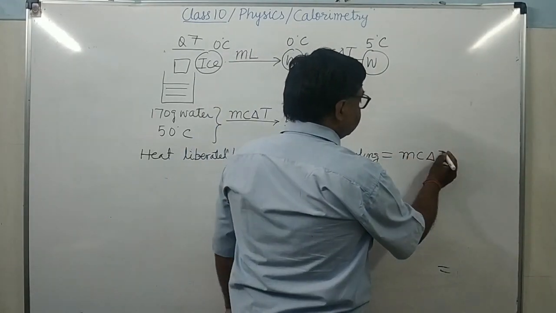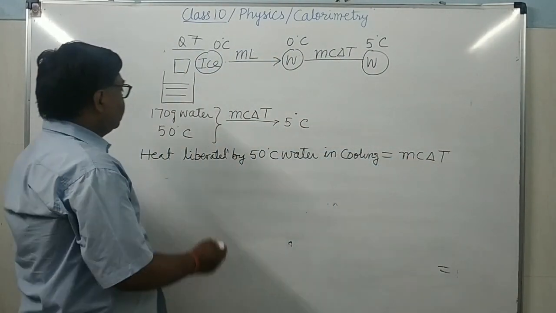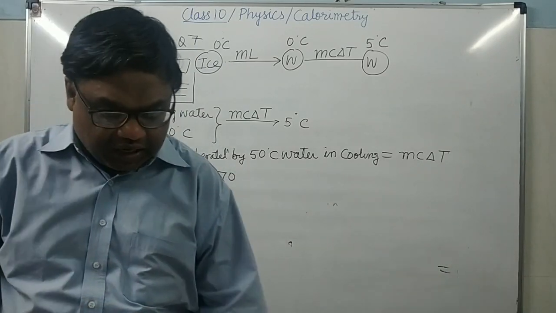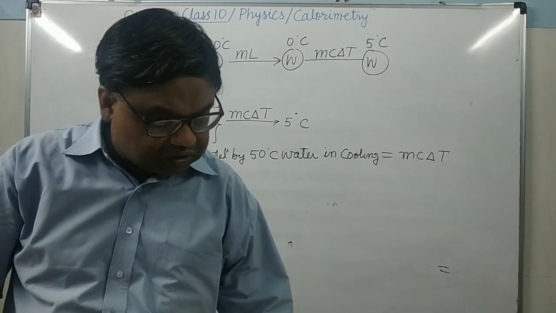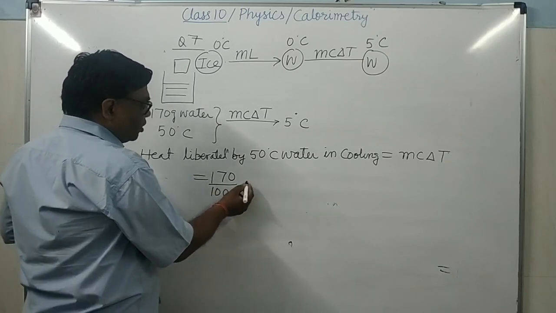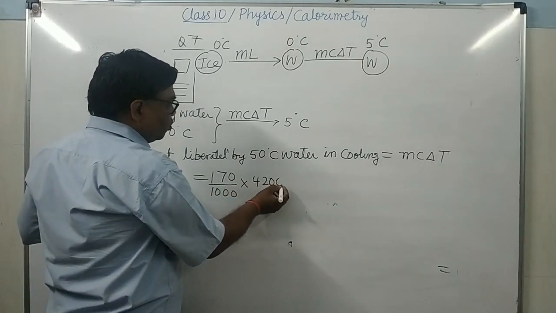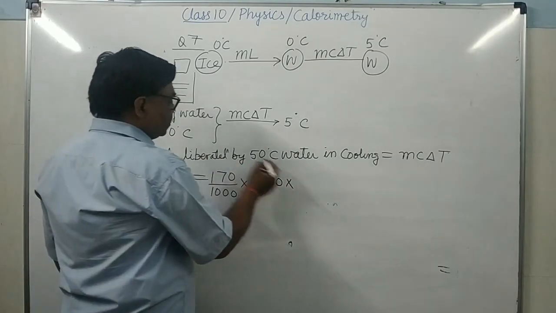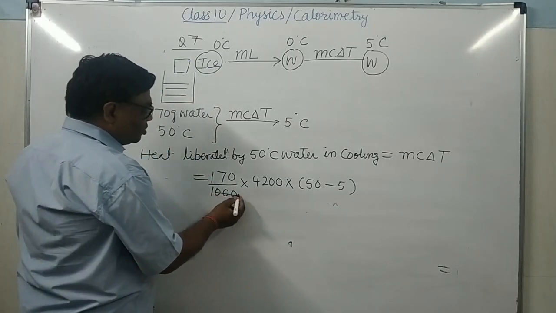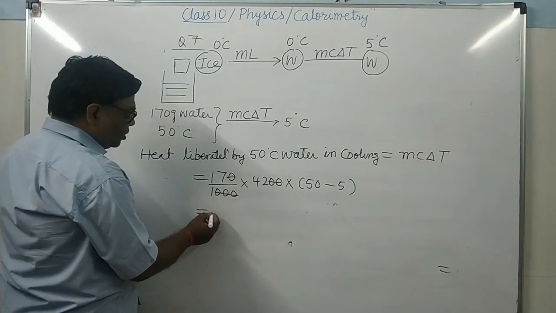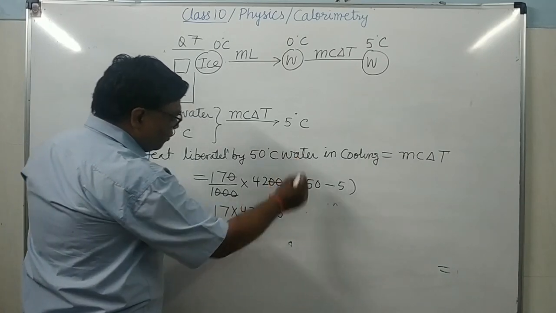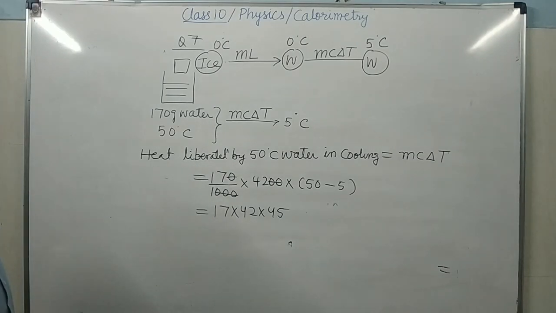Write the values. So mass is given 170, but here values are given in kg. Therefore mass will change from gram to kg: 170 divided by 1000 into 4200 into change in temperature 50 minus 5. So these 3 zeros will be cancelled. 17 into 42 into 45. Clear?